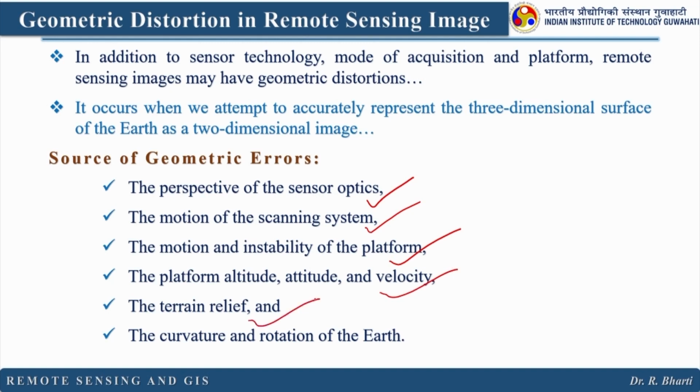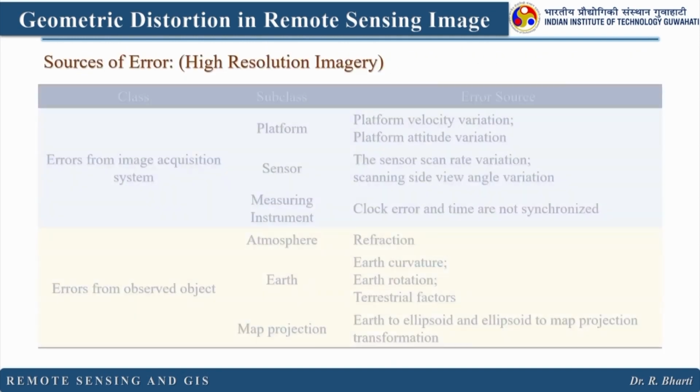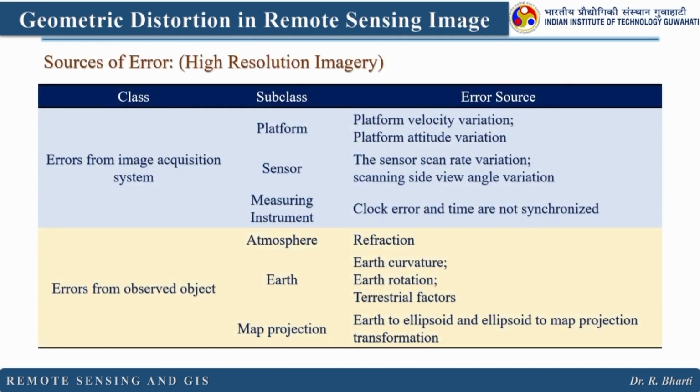Then next is the platform altitude, attitude and velocity. Then terrain relief. Whether it is a hilly area or flat land, that also creates lots of problems. The curvature and rotation of the earth. There is a table where you can see sources of error, like errors from the image acquisition system and errors from the observed object, right. So, this is a classification of sources of error, especially in the case of high resolution imagery.